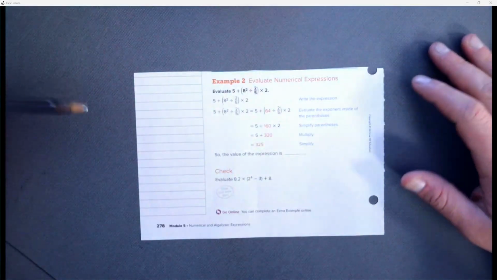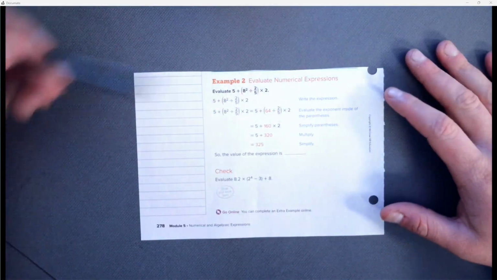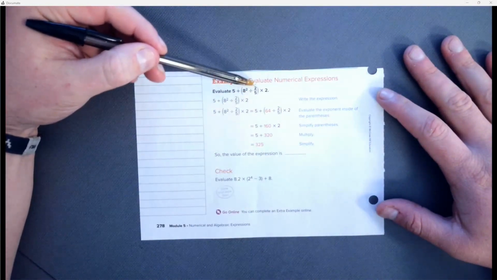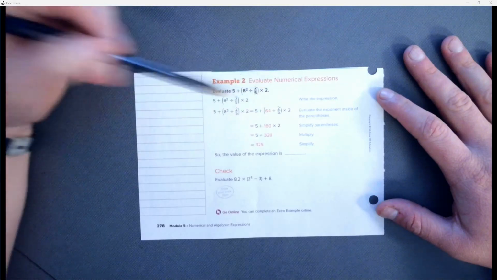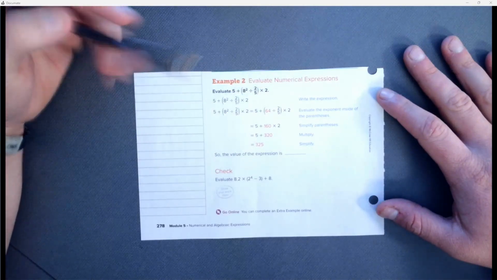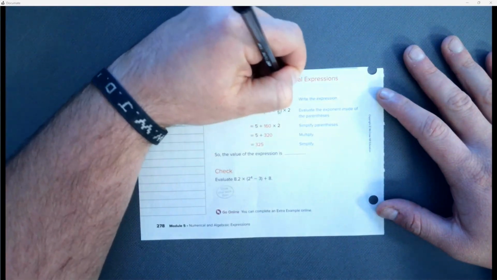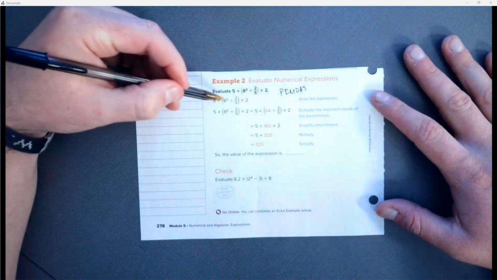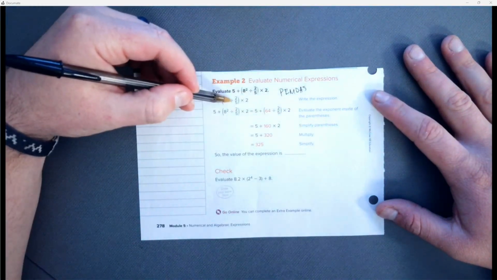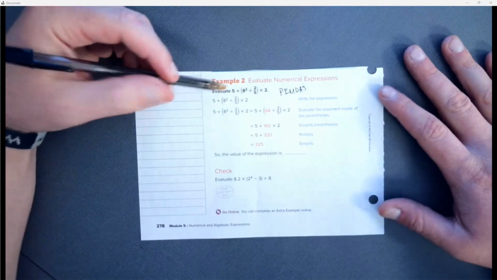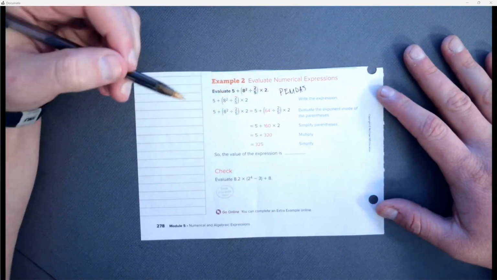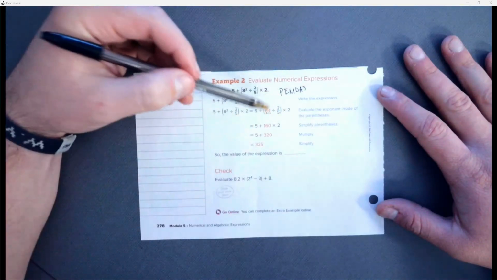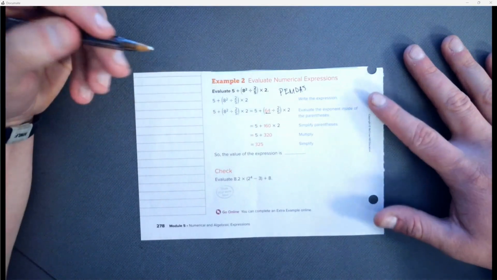Now let's look at example 2 at the bottom of page 278. Evaluate 5 plus (8 squared divided by 2/5) times 2. Well, first we're going to start with what's in our parentheses. 8 to the second power divided by 2/5. Okay, we know 8 to the second power is 8 times 8, and that gives us 64. Now we're going to have to do 64 divided by 2/5.